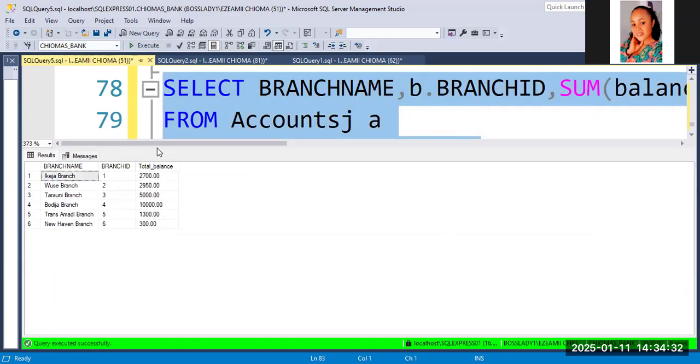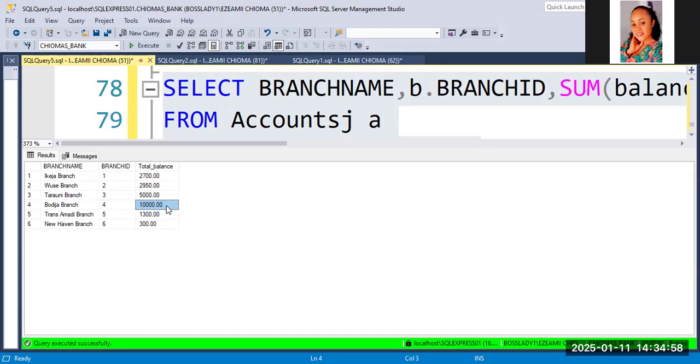All right, bravo. So we have 6 branches. When you look at this now, we've already grouped, so this branch is having a total. It has already summed all the balances for us and grouped them by branches. With this, you can know the branch that has more cash. So you see, this solves our question number 9.